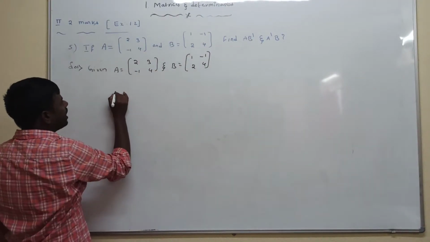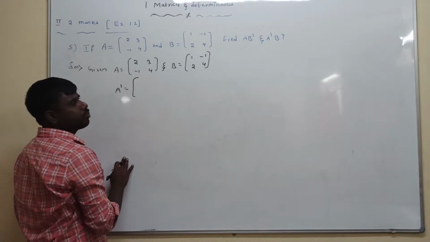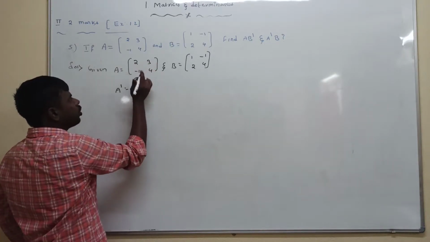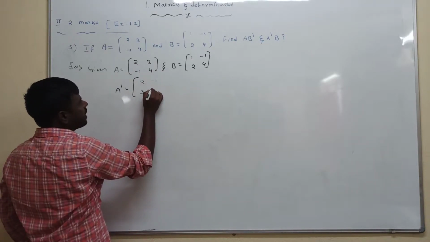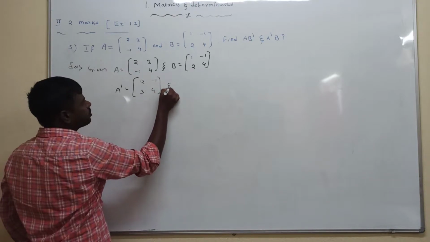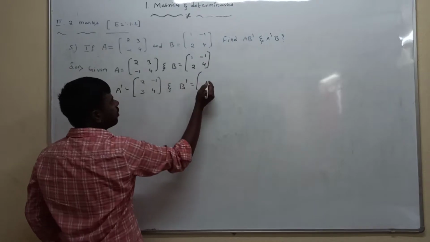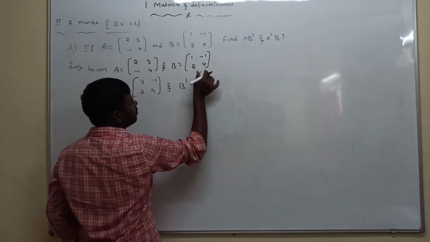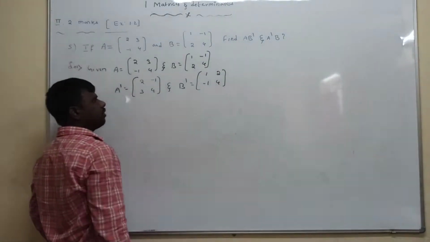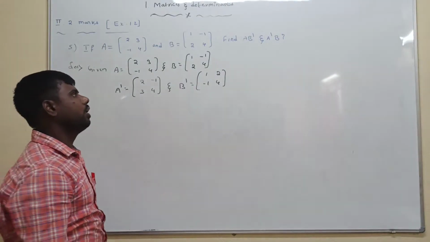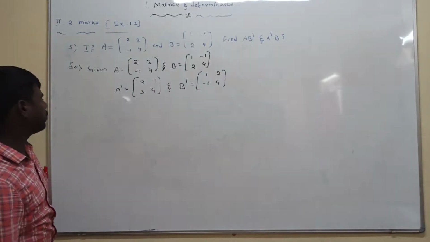You should write it. Find transpose of A. Transpose of A is nothing but interchanging rows and columns, meaning the first row is replaced with the first column, the second row replaced with the second column. Finally we got transpose of A. Next, transpose of B is found the same way: first row replaced with first column, second row replaced with second column. Finally we got transpose of A and transpose of B. First we need to calculate A into transpose of B.